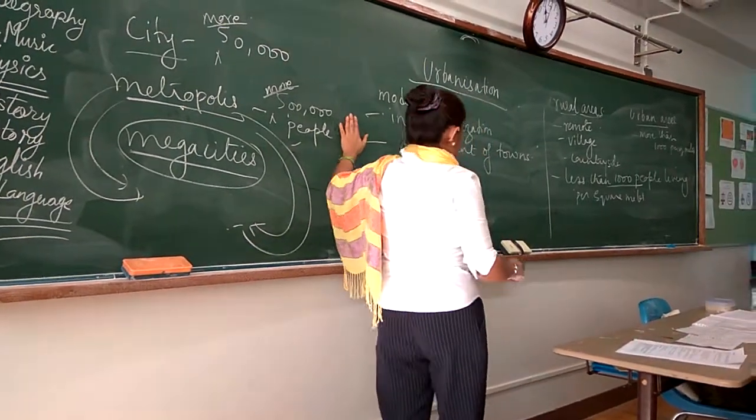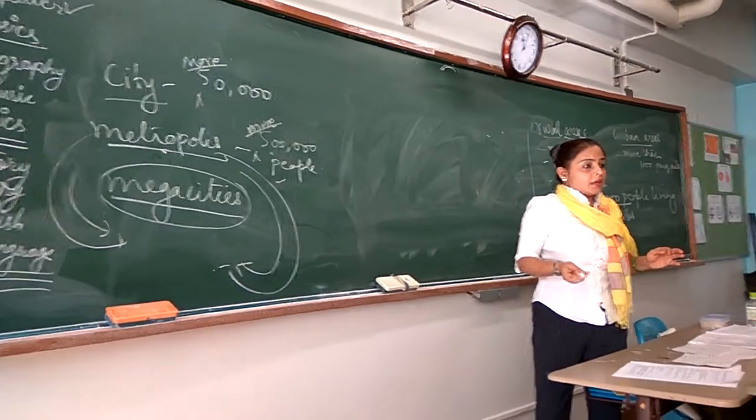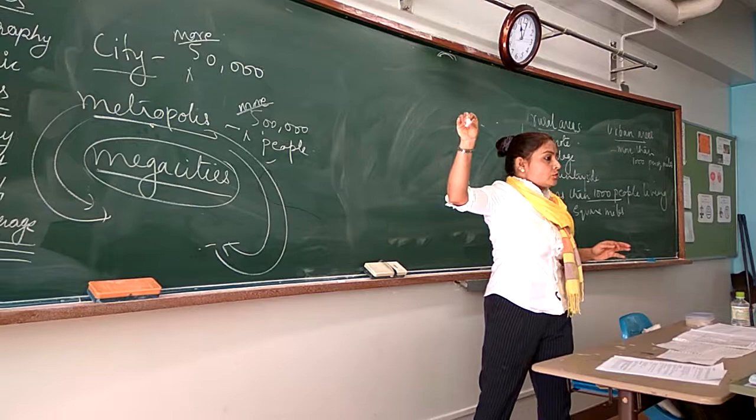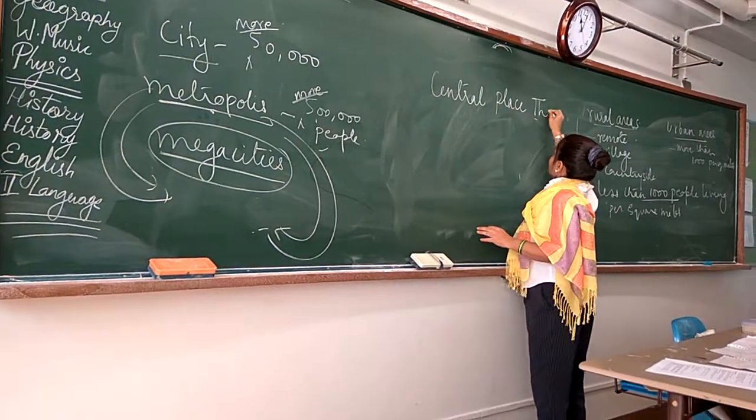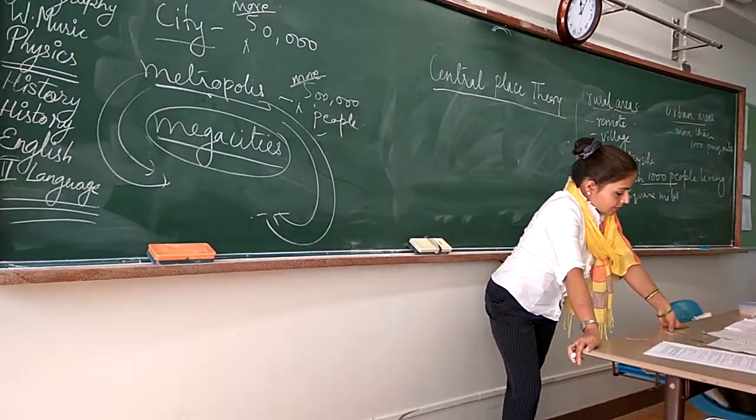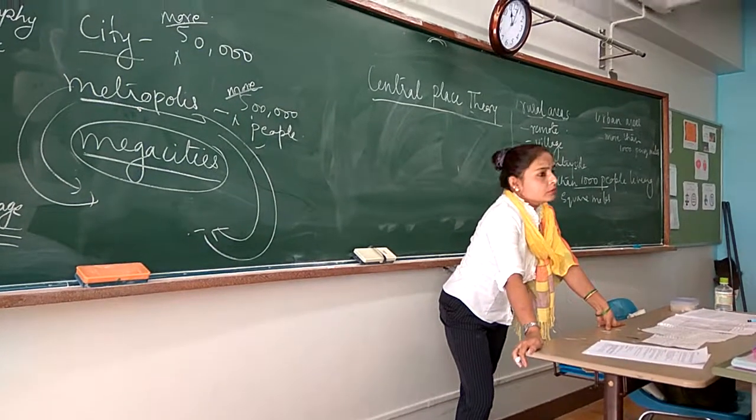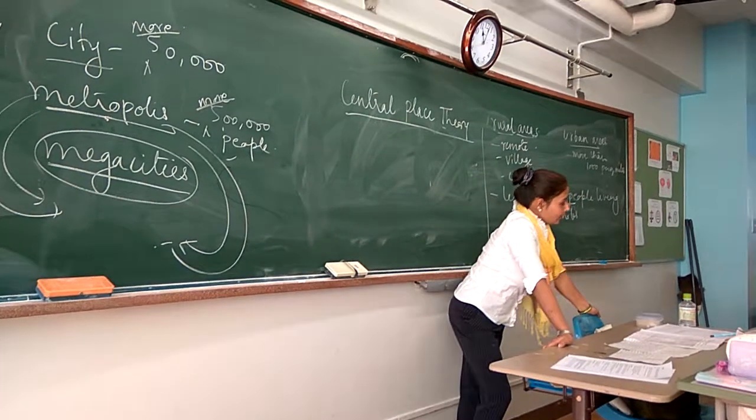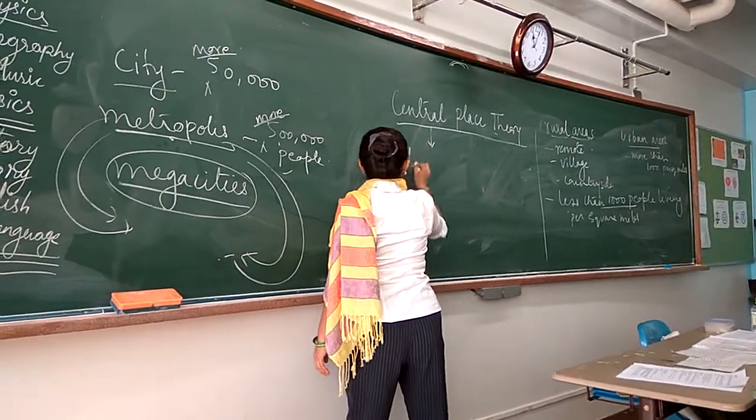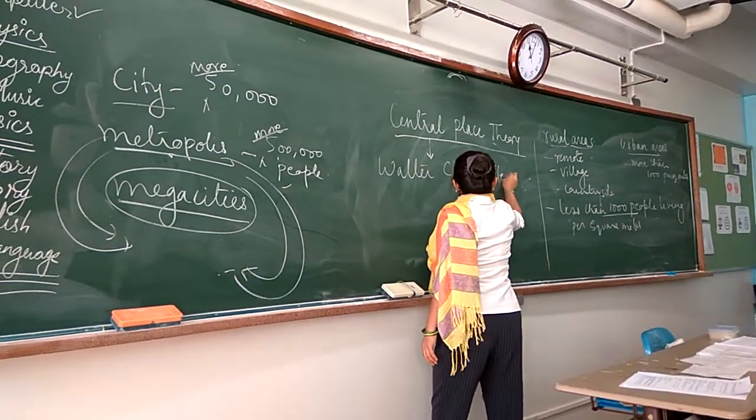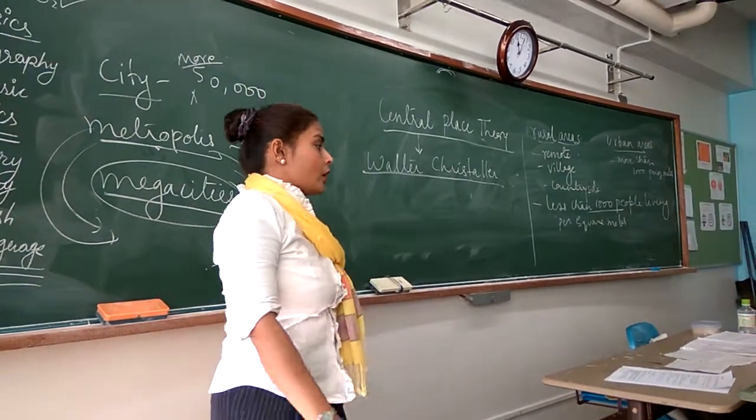Now, associated to this, I am going to talk more. Some geographers gave a theory on urbanization, trying to explain more about it, known as the central place theory. What is the name of the theory? Central place theory. Anyone, if you know about this? The founder of this theory is Walter Christaller, a very renowned German geographer who gave the central place theory.